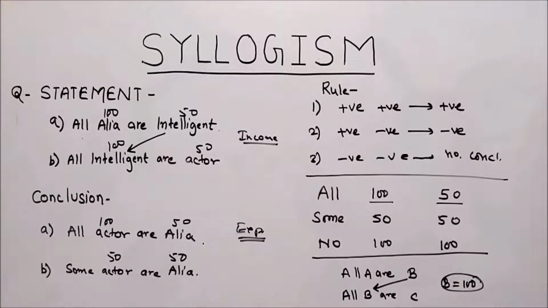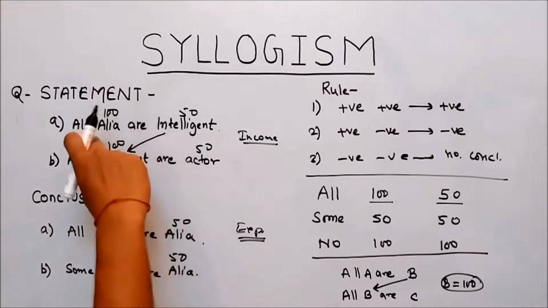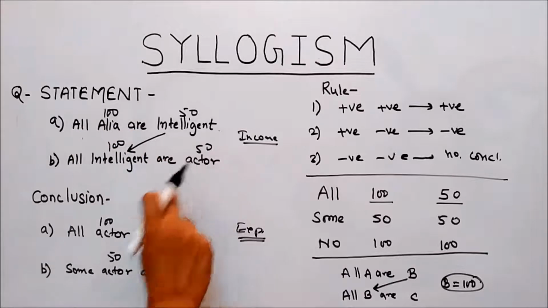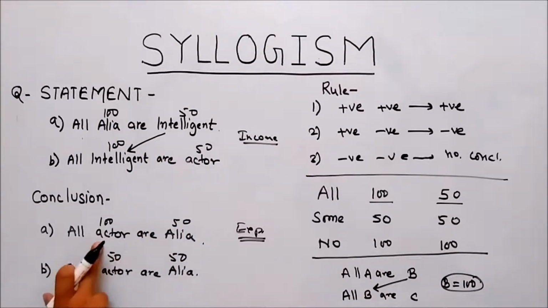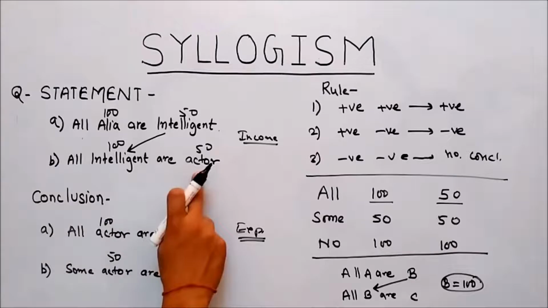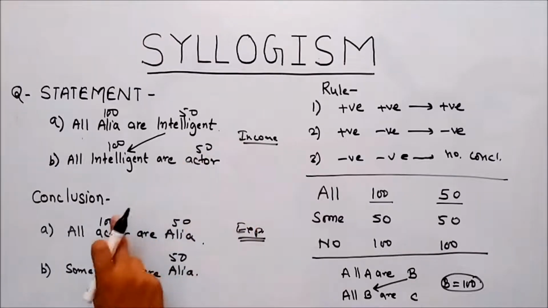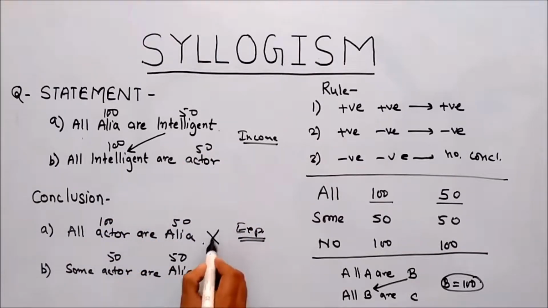Now solve the first conclusion. All actors are Alia. This conclusion contains two elements, actor and Alia. Now check these two elements in the statements. Alia is present in the first statement, actor is present in the second statement. Now check the values. Here actor is 100, here actor is 50. Income cannot be greater than expenditure, so this is not the conclusion.